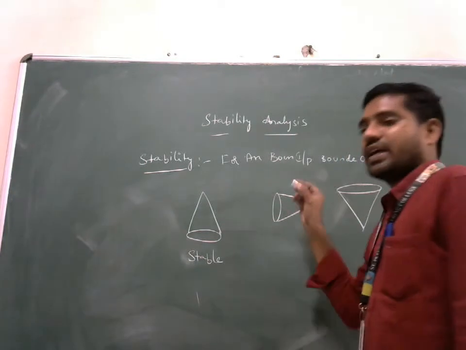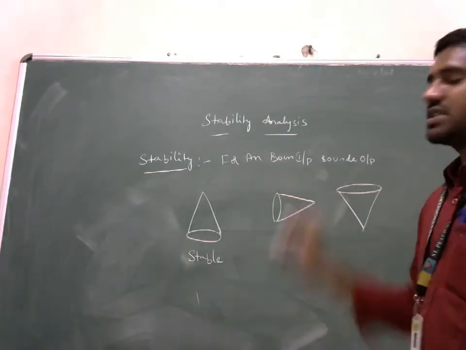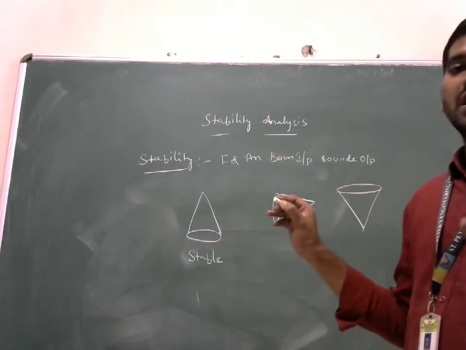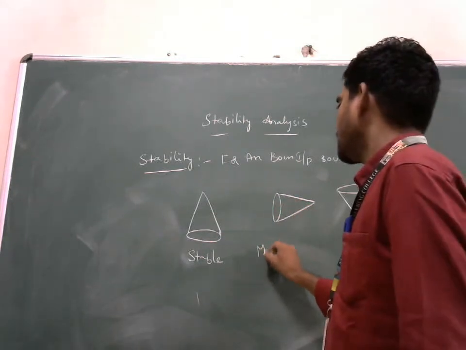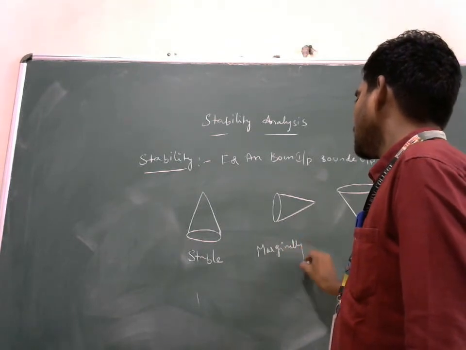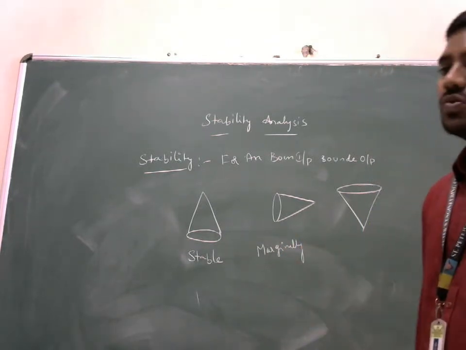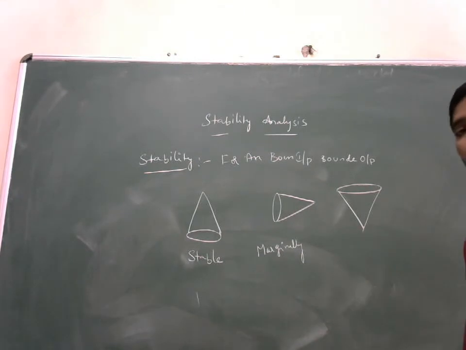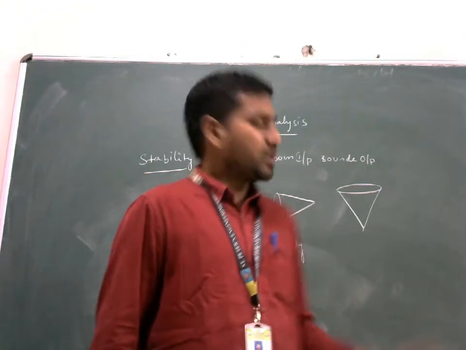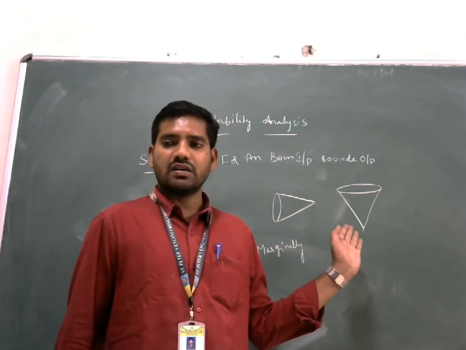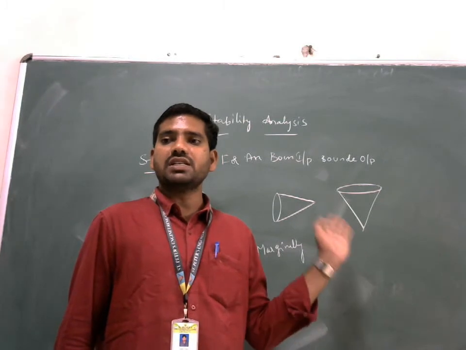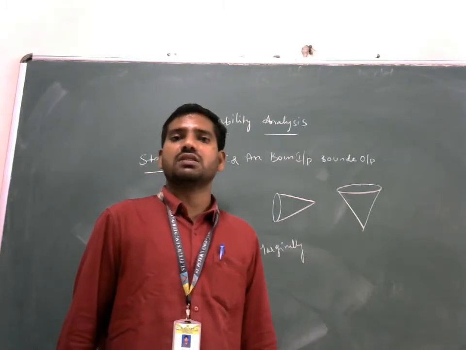Now the same cone I take and place like this. What will happen? It will either fall or stay. Marginally stable. Now the same cone I take and try to put like this. Are you going to turn that cone like that? Definitely we can say that it will be unstable.